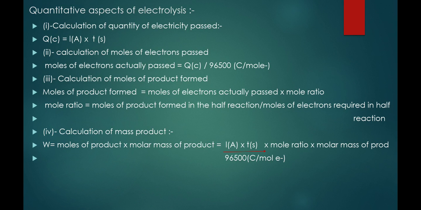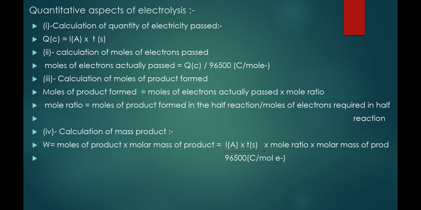First we calculate the quantity of electricity passed. In the first step we have to calculate the quantity of electricity passed in the solution. For that purpose, see, Q = I × t, where Q is the electricity in coulombs, I is the current in amperes, and t is the time in seconds.